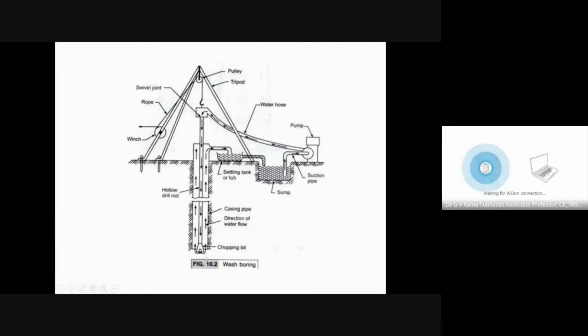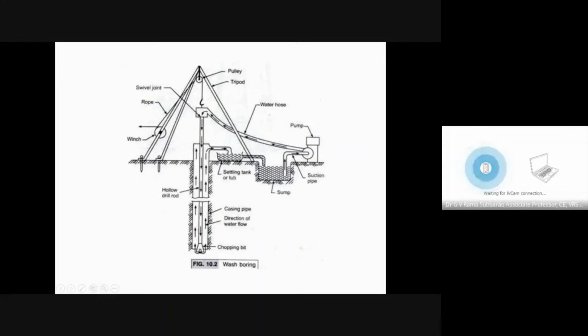In wash boring, there is a likely chance of collapse of the borehole. See, this is the ground actually. This is the soil. Somebody can ask me, if the sides of the borehole collapse, what is the solution? Can you suggest any solution? Yes, there are certain solutions. We can avoid this cave-in, cave-in meaning collapse of the sides, by using casing pipe.